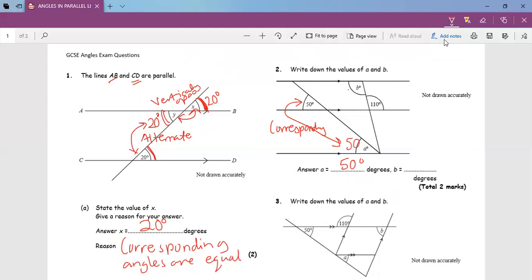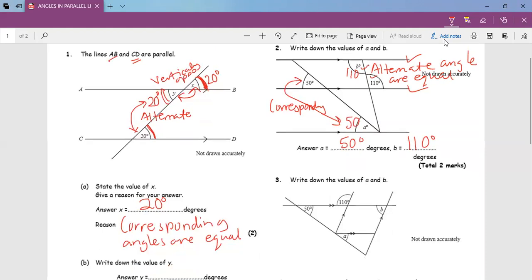So when you look properly at B, this angle B will be 110 degrees. Because this line is a parallel line and this line is a parallel line. So B and 110, they are alternate. And the rule is alternate angles are always equal. So if this is 110, even B will be 110 degrees.